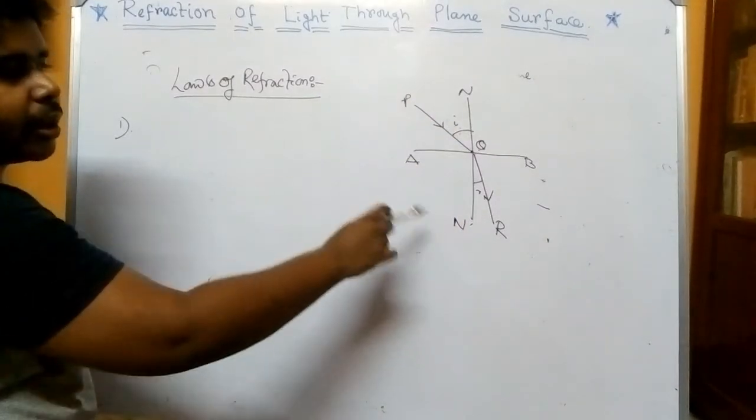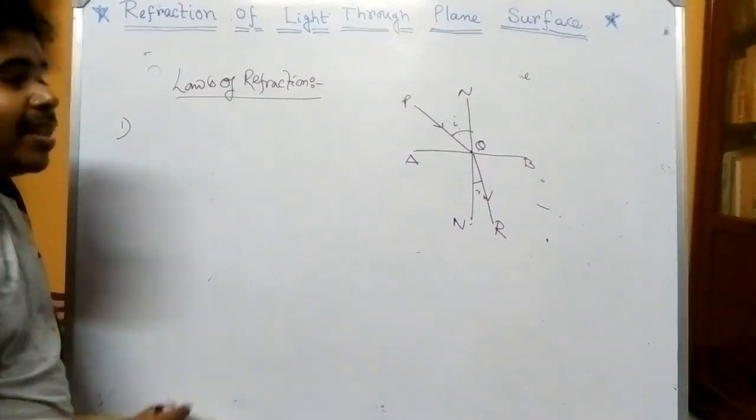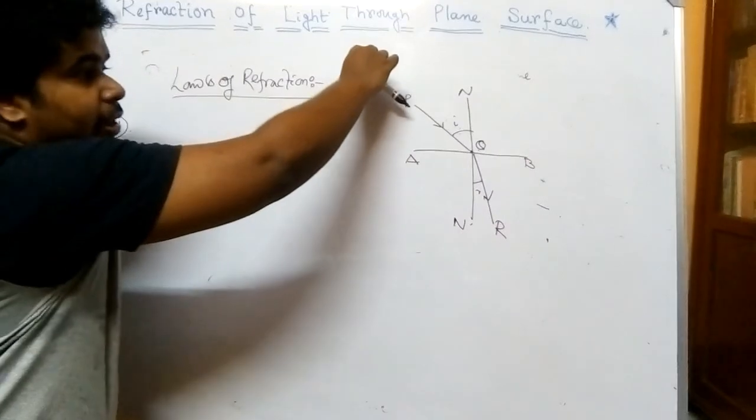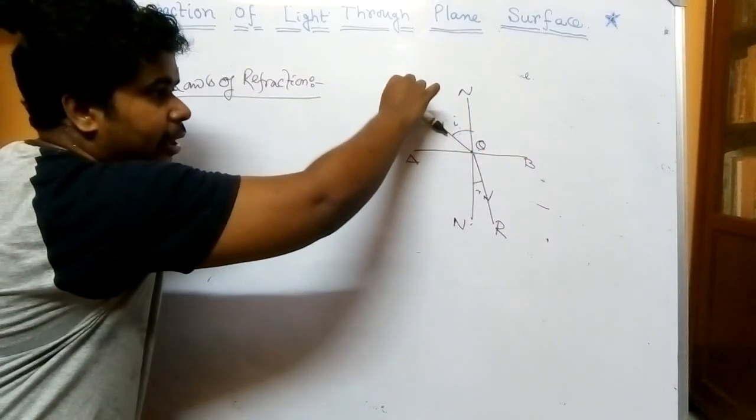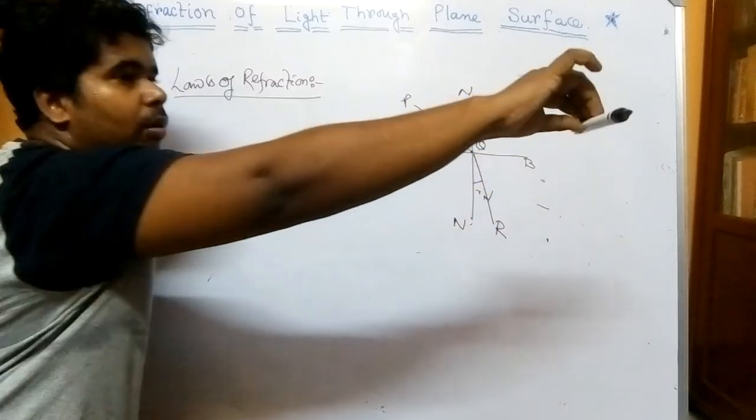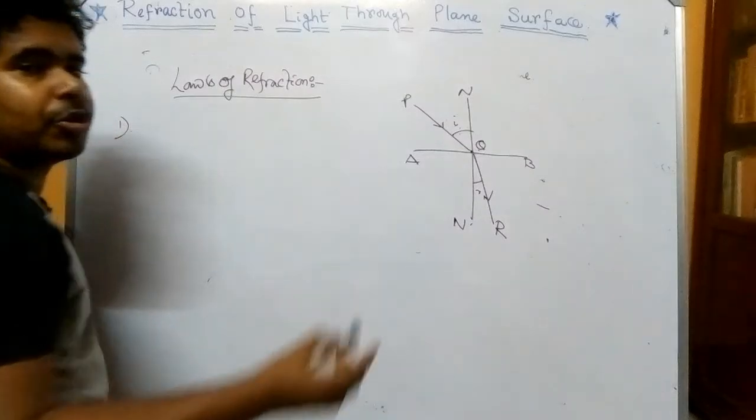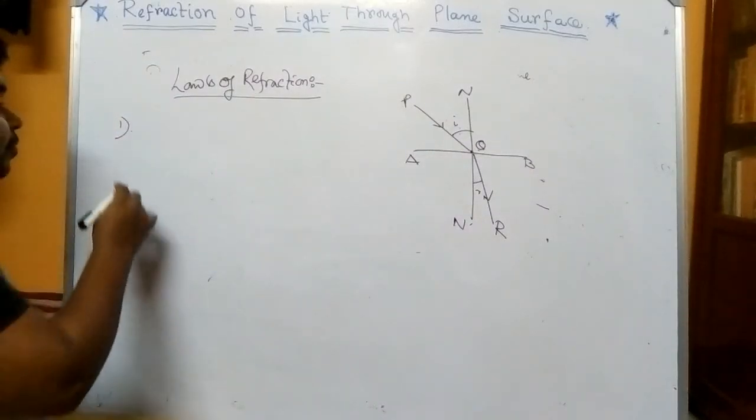See, I have drawn the diagram in the plane of the board. And the same thing happens in the case of refraction also. That means if the light ray comes by this path, it will go by this path. It is not like that after coming here, it will go in some other way. It will not change the plane. The plane should be constant. That is the first law of refraction.